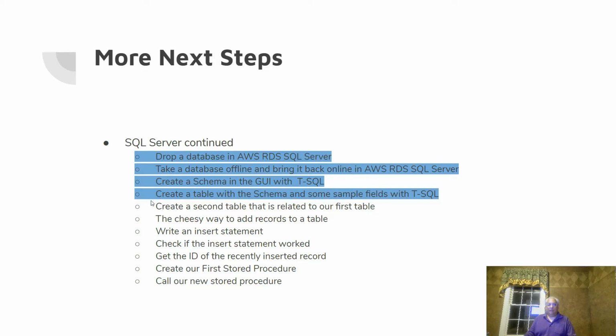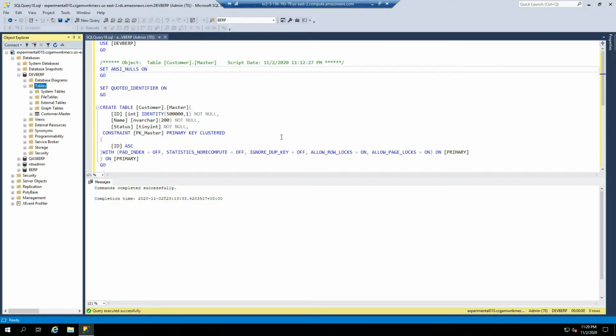Okay, so we've completed a lot, and now we're on create a second table that is related to our first table. I've already got SQL Server open, and I've got the script for creating the customer.master table, and we're going to be looking at that again, comparing it to a newer version of it after we're done with this step. So we're going to create a new table.